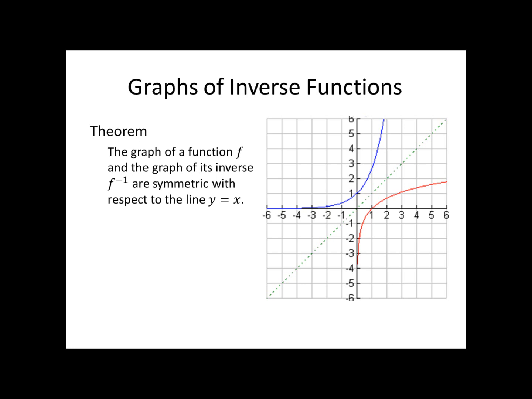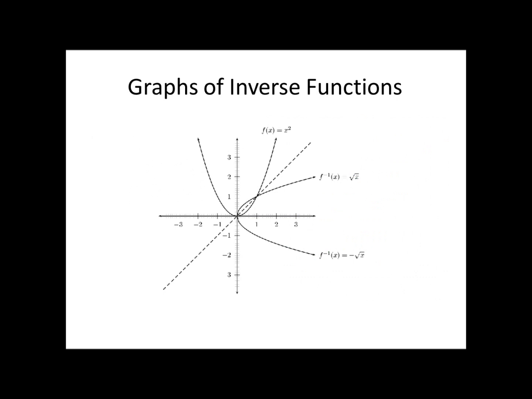Now, when we look at the graphs of inverse functions, this is really a handy idea when we want to create the graph of an inverse function. The graph of a function f and the graph of its inverse are symmetric with respect to the line y equals x. So here we see two inverse functions. They're both one-to-one functions. We see the y equals x line in green, and every point on the inverse function is a mirror image across the line y equals x. So the point (0, 1) is on the blue curve. The point (1, 0) is on the red curve. They're inverses, and that's true for every single point.